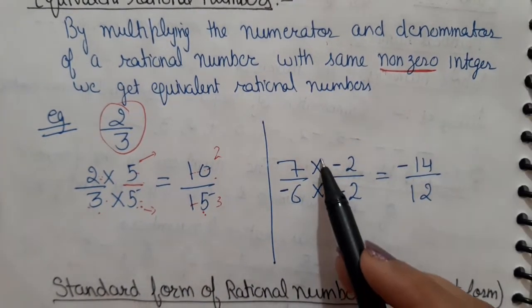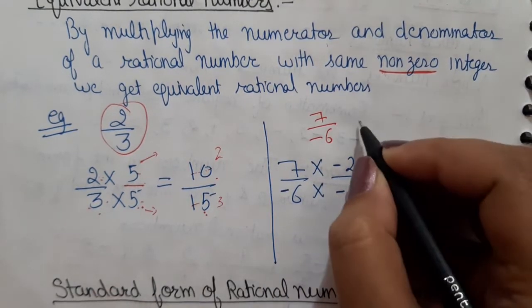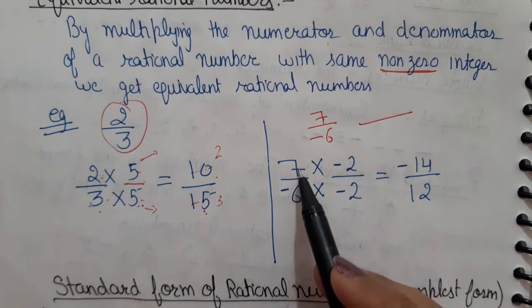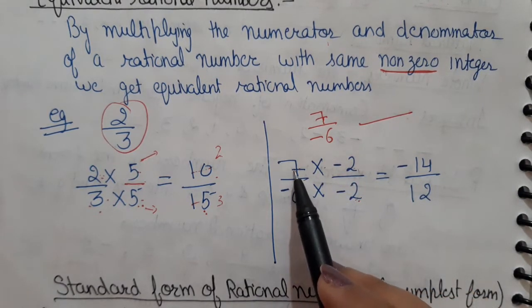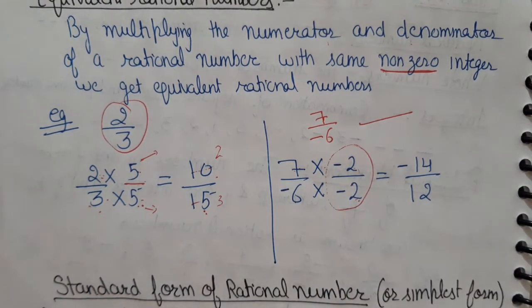Suppose 7 upon minus 6 is the given rational number, and you have to find the equivalent rational number. So I have multiplied 7 upon minus 6 by minus 2. Minus 2 is an integer, so it becomes 7. You have to multiply with the same number, then you will get the equivalent rational number.